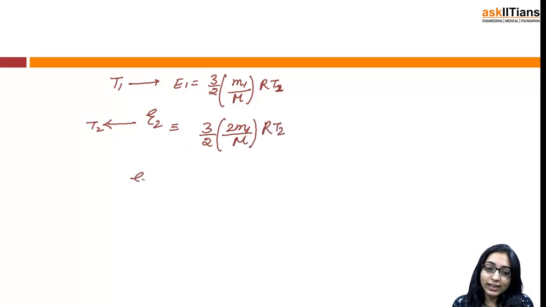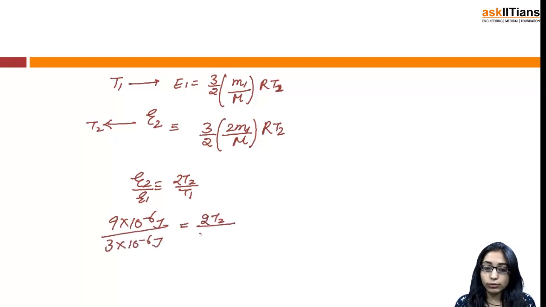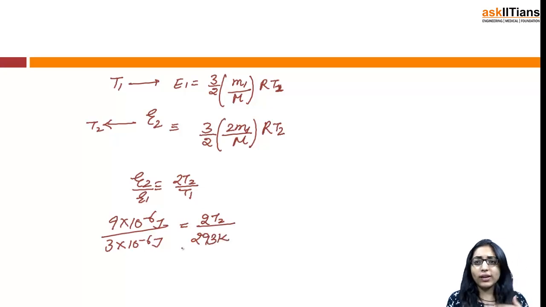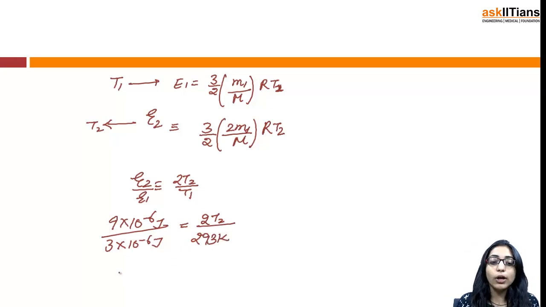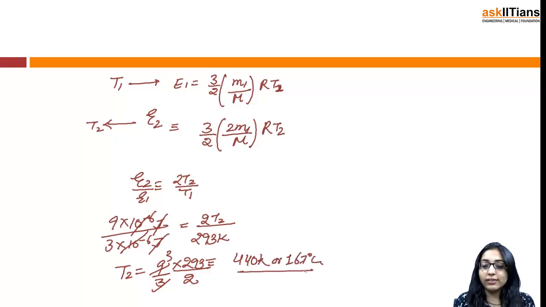If I ask you to take the ratio, you get E2 over E1 as 2 times T2 over T1. So 9 into 10 raised to the power minus 6 joules divided by 3 into 10 raised to the power minus 6 joules is 2 times T2 divided by 293 Kelvin, or you can also take 293.15 Kelvin. On solving this for T2, the joule got cancelled, so you'll get 9 by 3 into 293 divided by 2. So on solving this, you get the value nearly 440 Kelvin, which corresponds to 167 degrees Celsius.